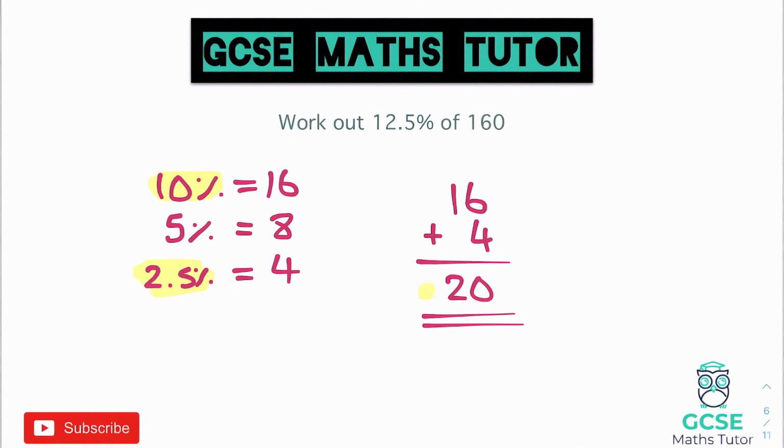Right, so as you can see, these ones aren't actually too bad. In order to get a 2.5%, you just have to find your 10%, halve it for 5%, and then halve it again for 2.5%, and then just carefully think about your combinations that you're going to put together in order to get to that final answer.